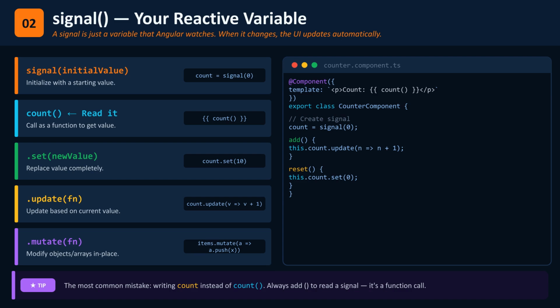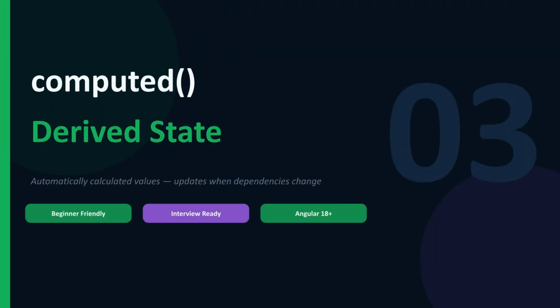Signal is a reactive variable that Angular watches for changes, automatically updating the UI. You create it with signal(initial value), and read it with count(). Updates are handled via .set for full replacement, .update(fn) based on the current value, or .mutate(fn) for in-place changes to objects or arrays. Module 3 covers Computed for derived state.